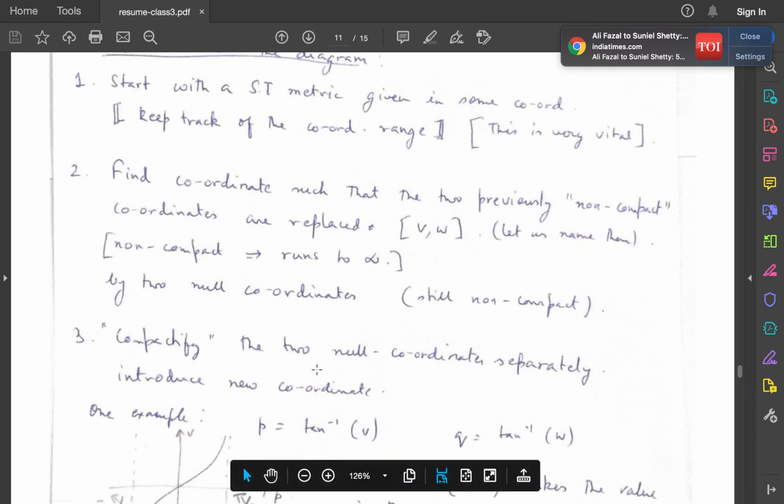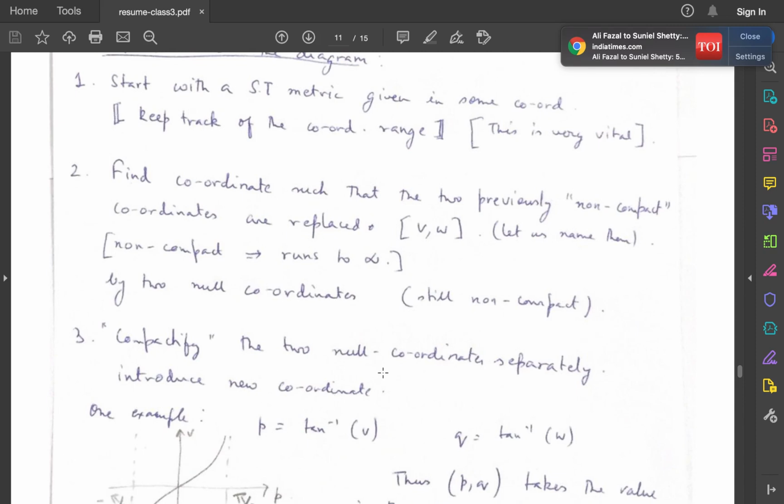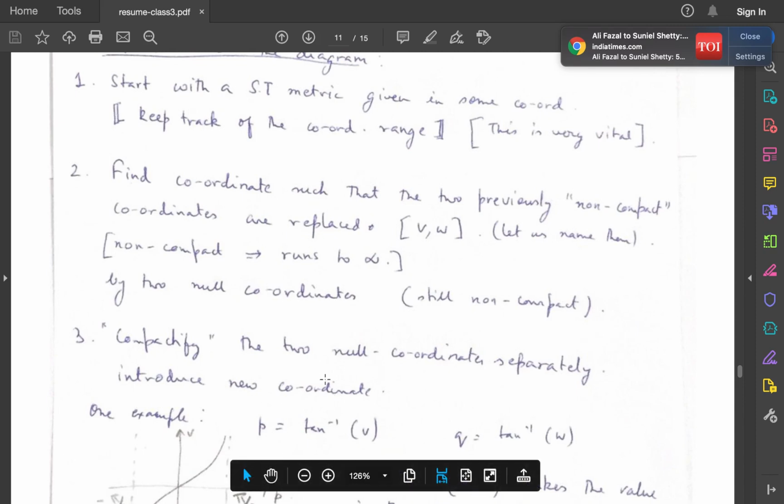Okay, compactify means now they should not run to plus minus infinity or 0 to infinity, anything like that. They should run to some finite values. How can we do that?